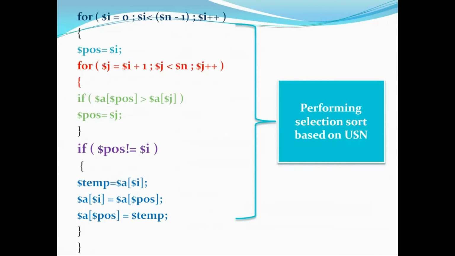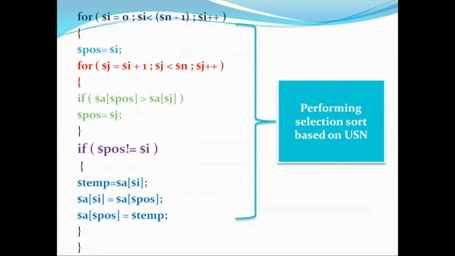Then, what do we mean by selection sort? Selection sort is a simple sorting algorithm. It is an in-place, comparison-based algorithm in which the list is divided into two parts: the sorted part at the left end and the unsorted part at the right end. Initially, the sorted part is empty and the unsorted part is the entire list. The smallest element is selected from the unsorted array and swapped with the leftmost element, and that element becomes part of the sorted array.